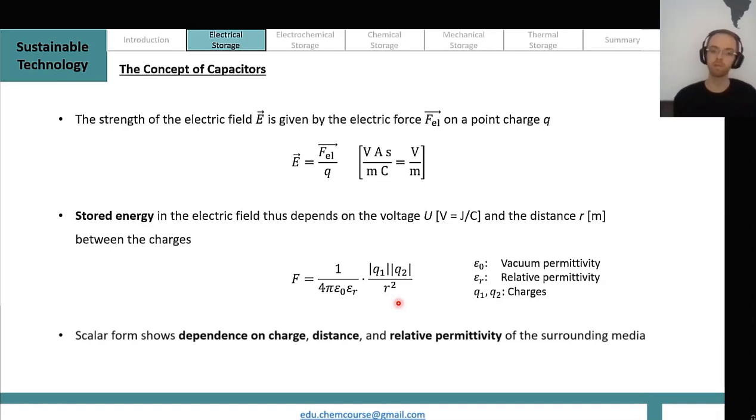But for now, please just recognize that this scalar form shows a dependence of the electric field and of this force on the charge you're having, on the distance between the charges, and on this specific value, what we call the relative permittivity.